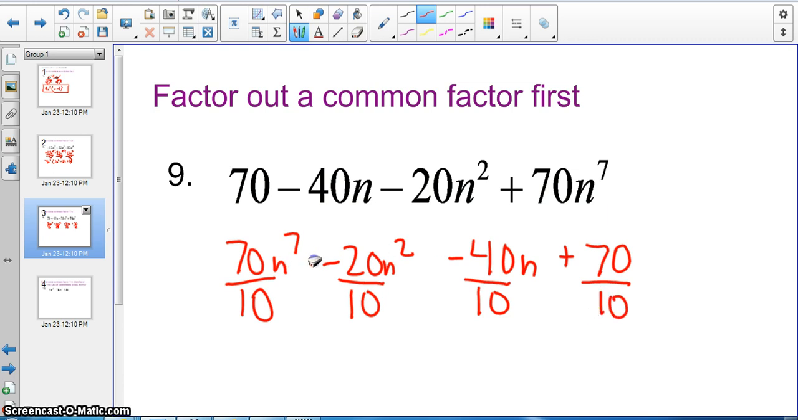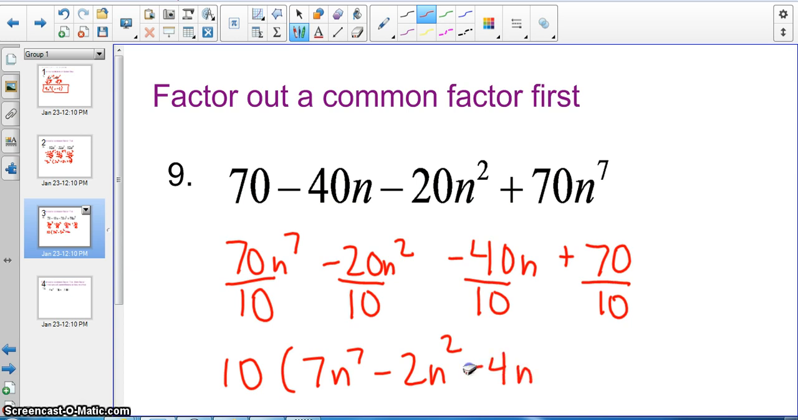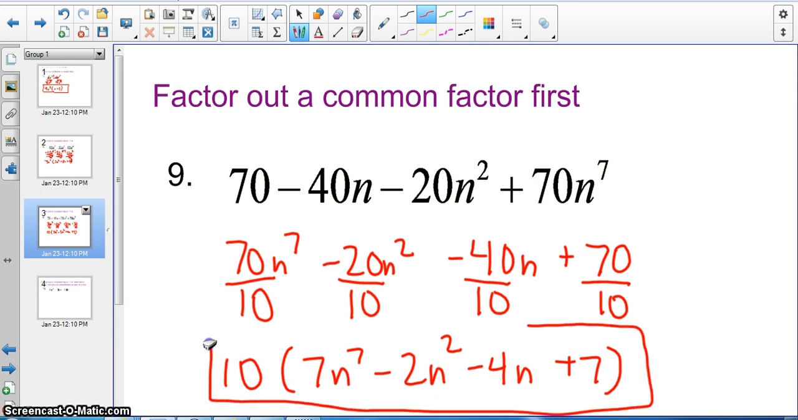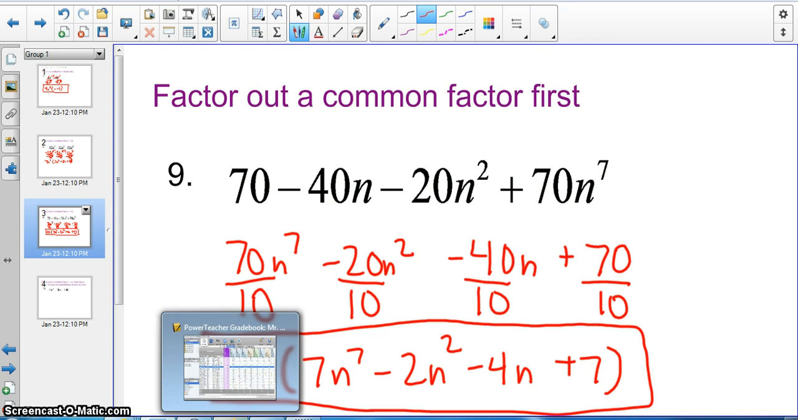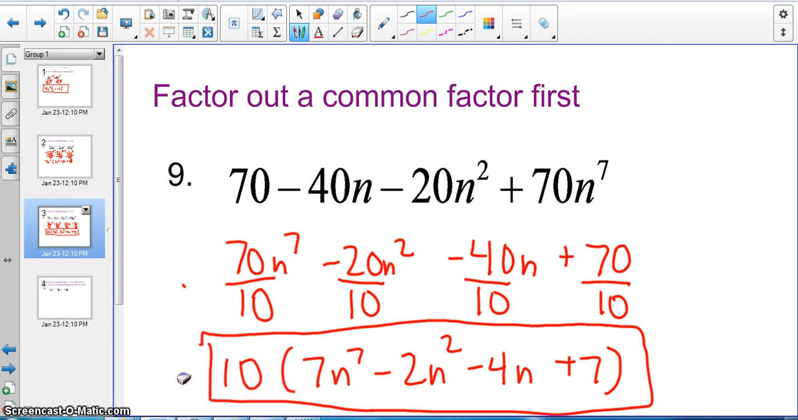Now, do they all have n's? These first three terms do, but the last one doesn't, so we cannot take an n out. So 10 is our greatest common factor. 70 divided by 10 is 7n to the 7th, minus 2n squared, minus 4n plus 7. There's our final answer. We've factored a greatest common factor out of all those terms.